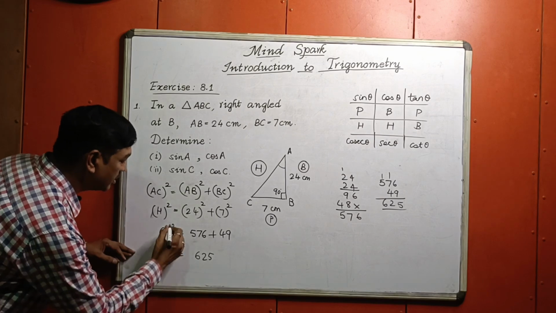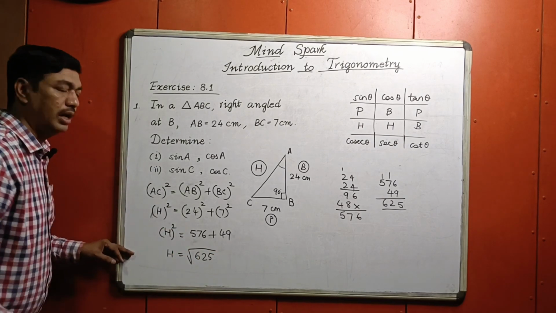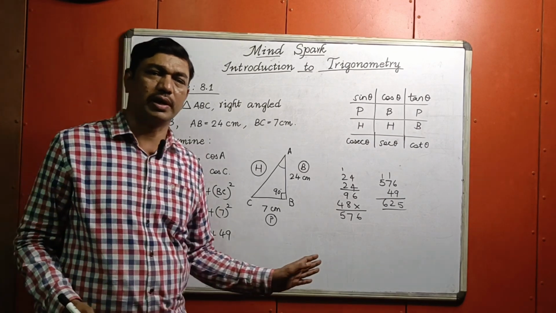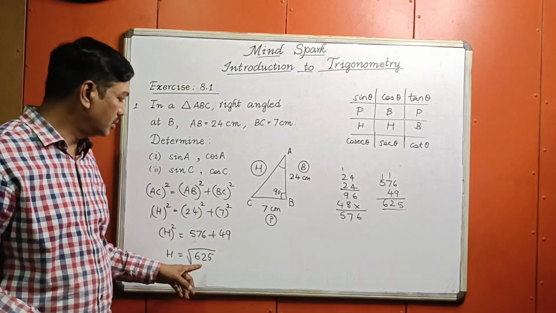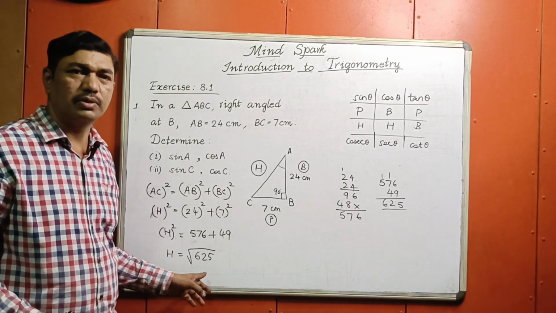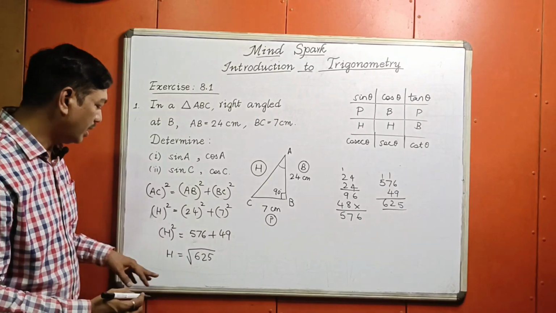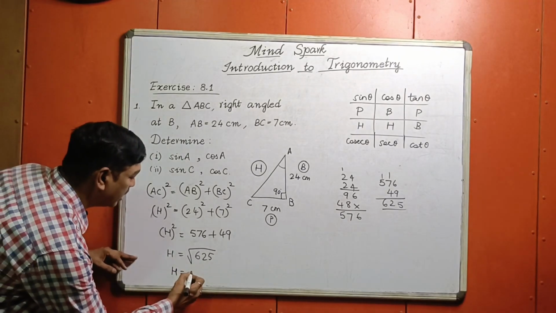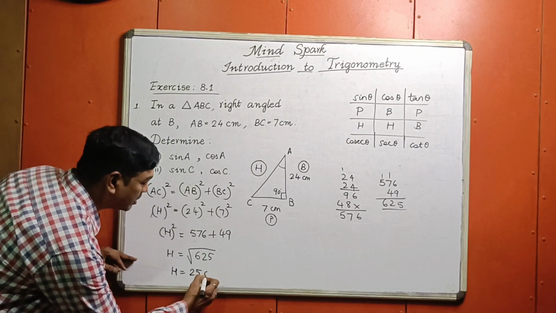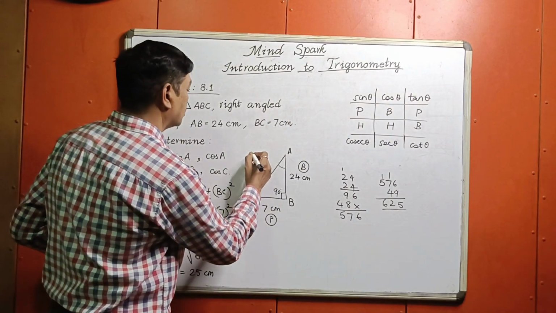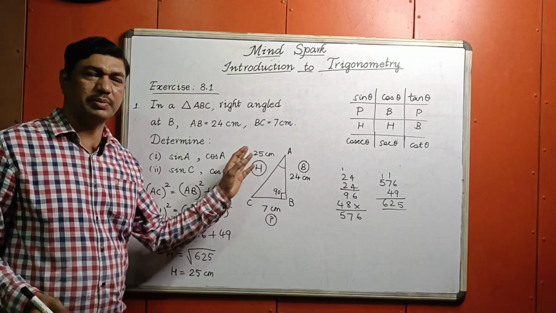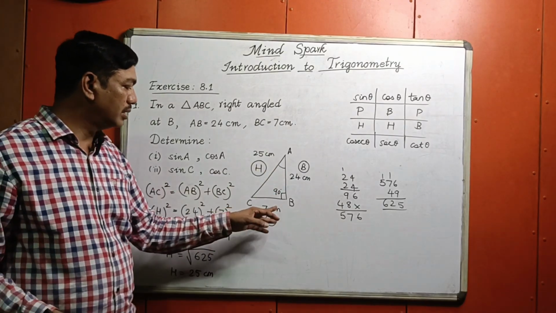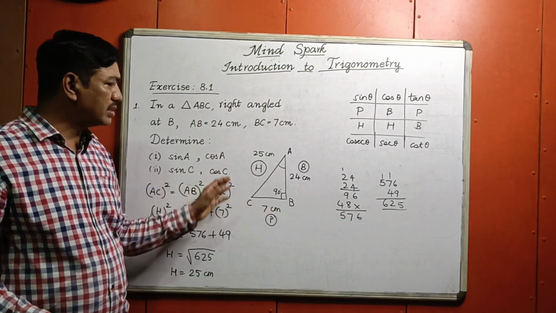When you remove this square, you get the square root, and the square root of 625 is 25. In the previous videos, I have shown you how to solve this square root. You can see my videos there. And h is equal to how much you get? You get 25. So 25 centimeter is your hypotenuse. Now once you get all the dimensions, AB, AC and BC, it is easy to find out the relation.